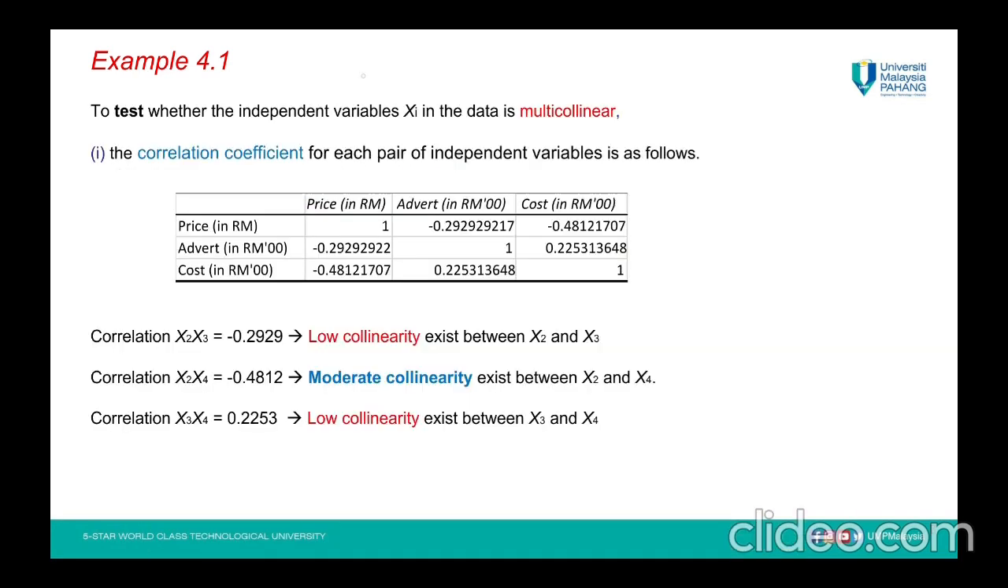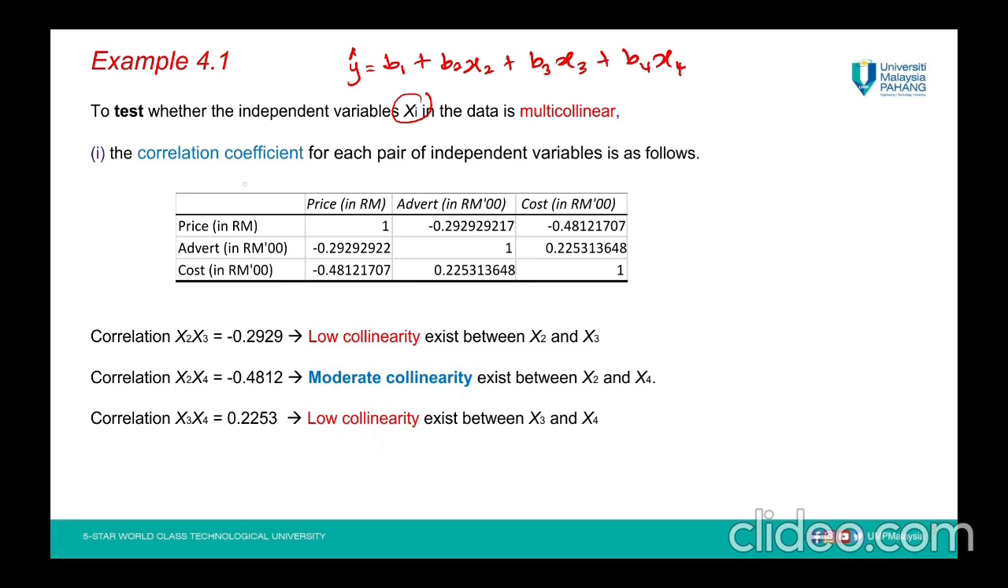So that for this data, the fitted MLR model can be written as Y hat equals to B1 plus B2x2 plus B3x3 plus B4x4. To test whether the independence variable xi in the data as well as the regression model is multicollinear, we can check it through the 3 tests as discussed before.